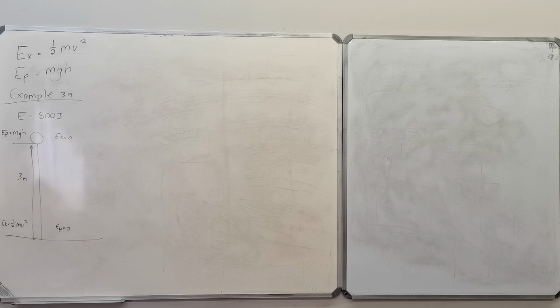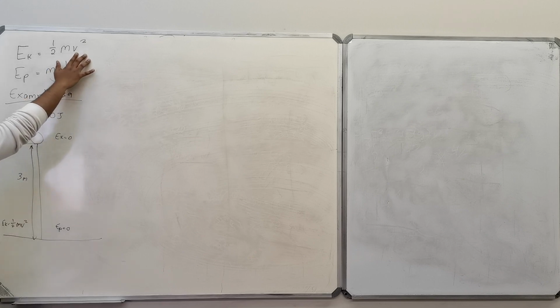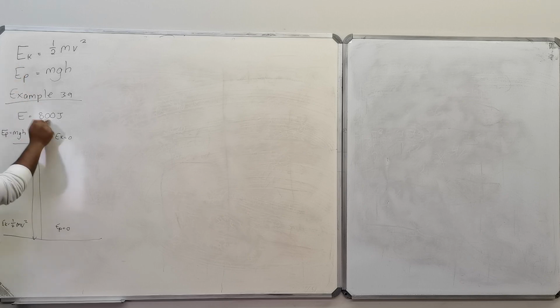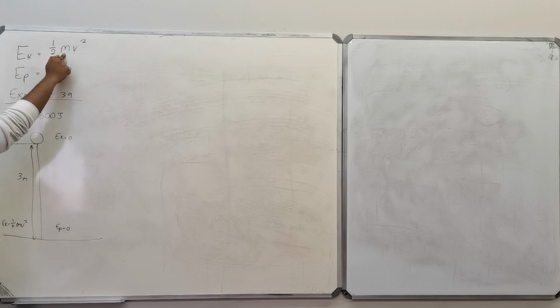So the question was supposed to be, what is the velocity of the object before it hit the ground? This is the only information we have. These are the two formulas that we have. How would we solve it? To work out the velocity before it hits the ground, this is your velocity. We know this energy because it's 800. We need to solve for m.